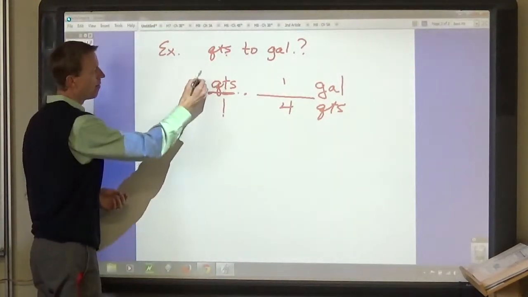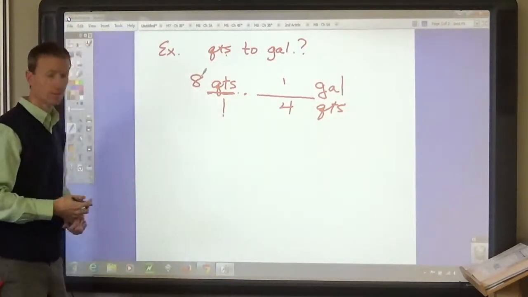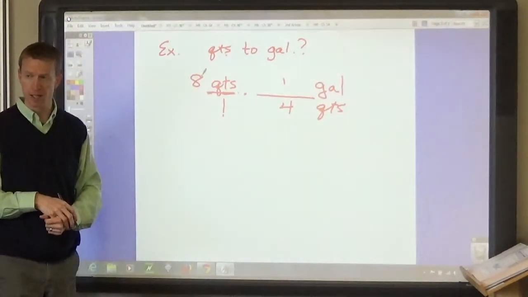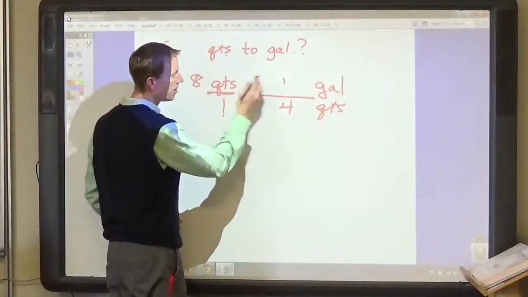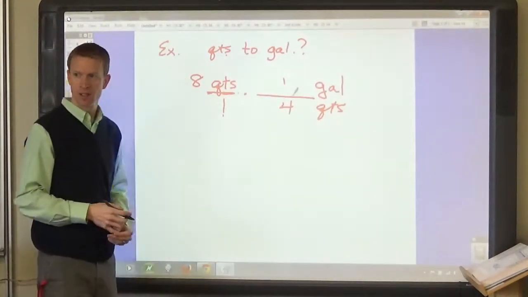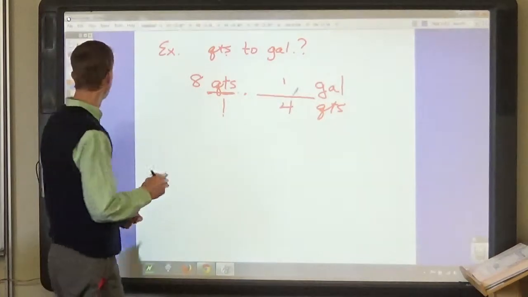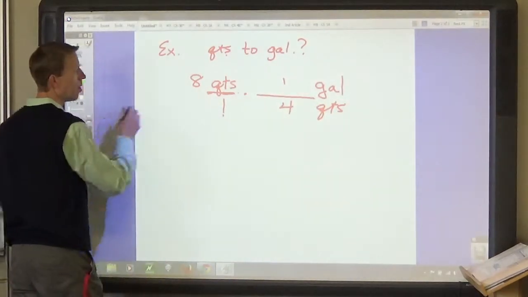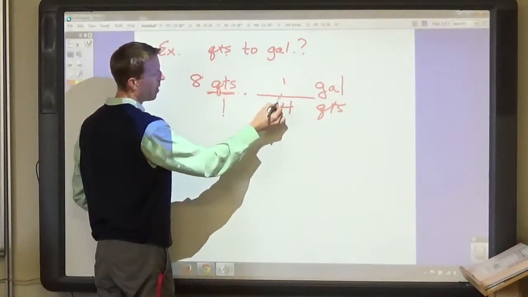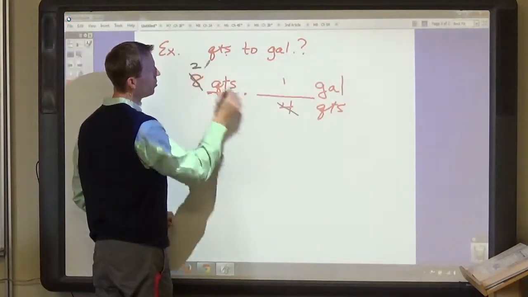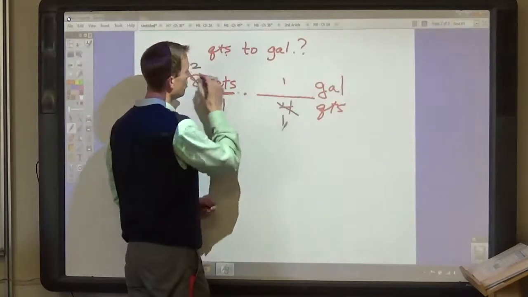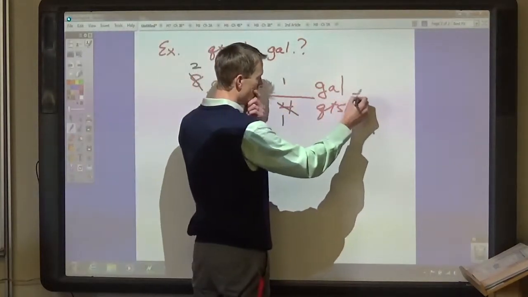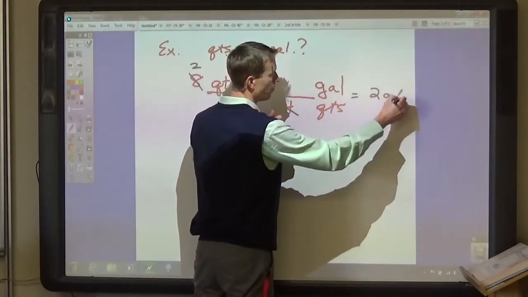So let's say you have 8 quarts. How many gallons would that be? 2, right. Because 8 times 1/4 is 2. Or, when you're multiplying, you can reduce 8 and 4 to 2 and 1, and 2 times 1 is 2. So that's 2 gallons, okay?